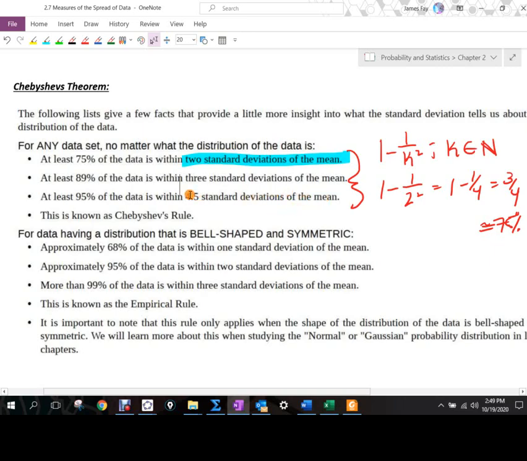But we can do the same thing with 4.5. If 4.5 is the K value that I use, it means 4.5 standard deviations above the mean and 4.5 standard deviations below the mean, then that will encompass at least 95% of our data. So Chebyshev's theorem is for when we don't know anything about our distribution. We don't know whether it's normal, skewed left, skewed right, uniform, bimodal, unimodal, whatever. So we use Chebyshev's and that gives us that information.